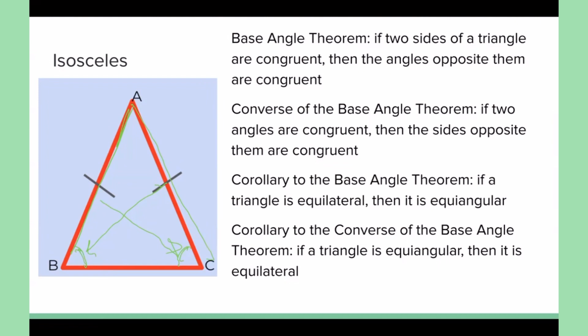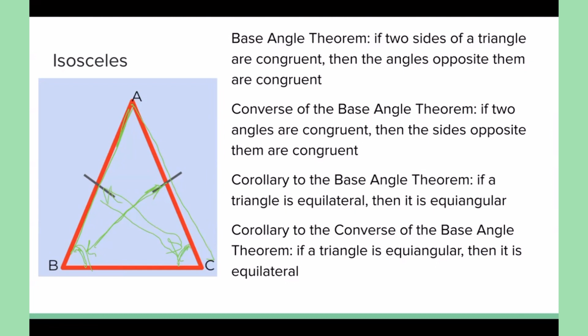Next up, we have the converse of the base angles theorem, which states that if two angles are congruent, then the sides opposite to them are congruent. So basically, the opposite of what we just said. First off, we started from the sides and went to the angles. But for this one, we say that if C and B are congruent, then the sides opposite to them are congruent.